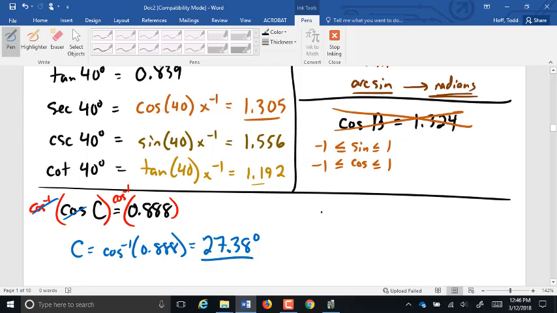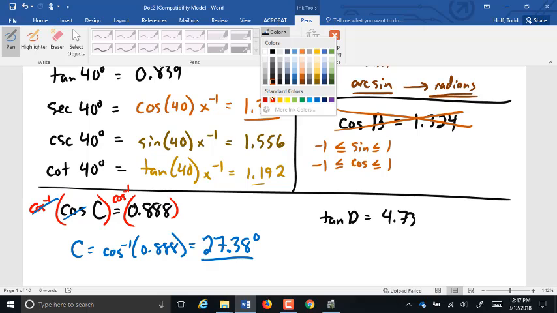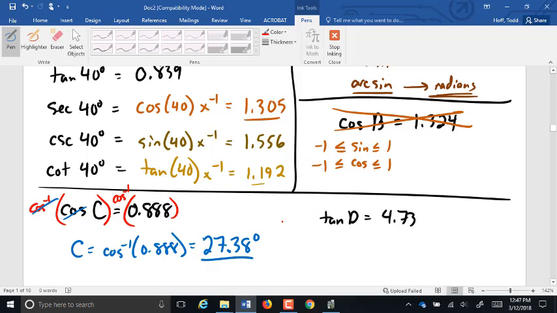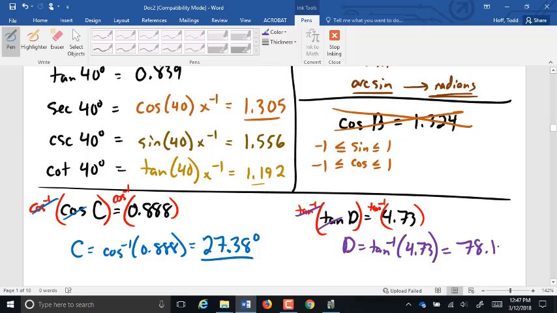How about if I tell you that the tangent of angle D is 4.73? Is that possible? Yes, it is. Tangent can be any value. So I solve that by doing what? Inverse tangent. Tangent and inverse tangent cancel out, giving us D is the inverse tangent of 4.73, otherwise known as 78.06 degrees. Perfect.